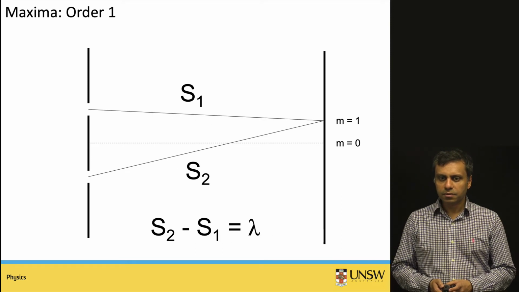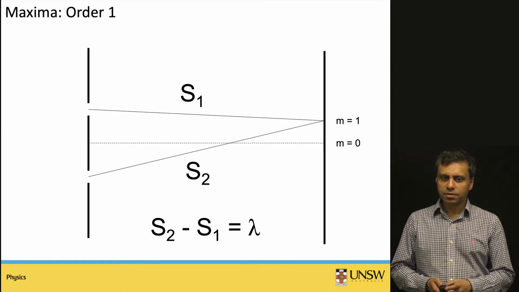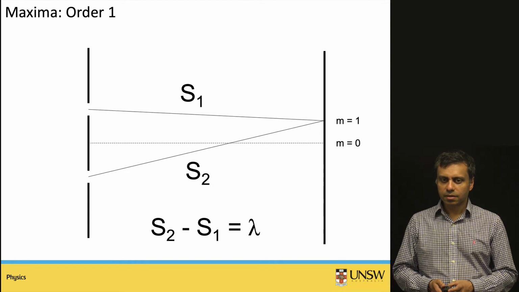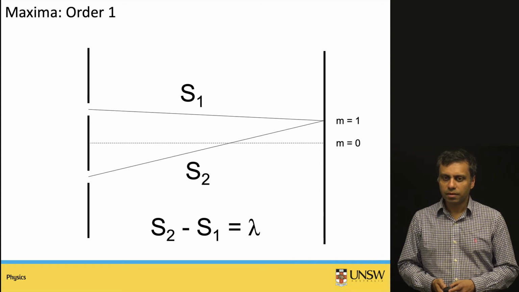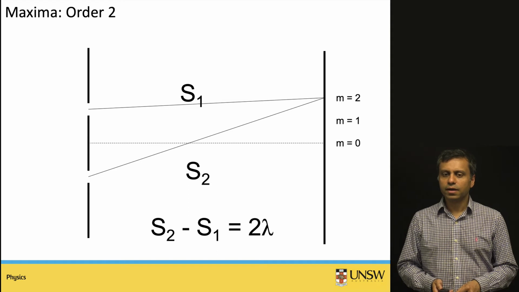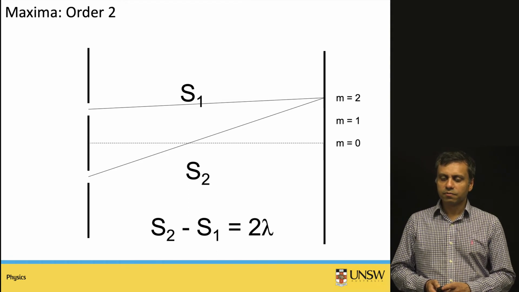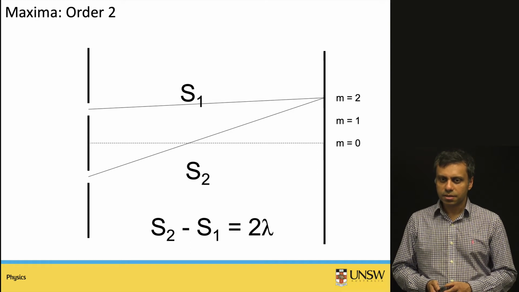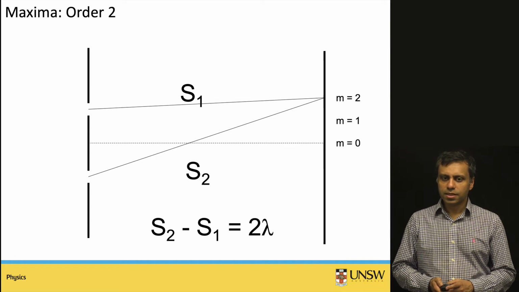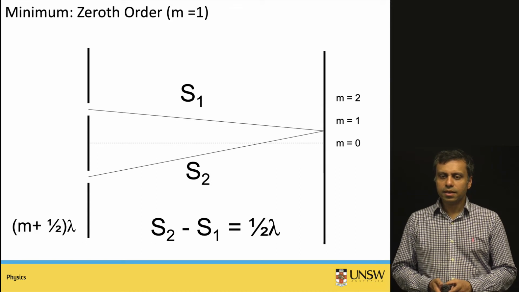And if you go to the higher modes basically with m equal to 1, so in this other position, say S2 minus S1 is equal to lambda, just one wavelength apart, then we can have even higher m's, higher orders. S2 minus S1 for the next location on the screen is twice lambda. This is order 2.